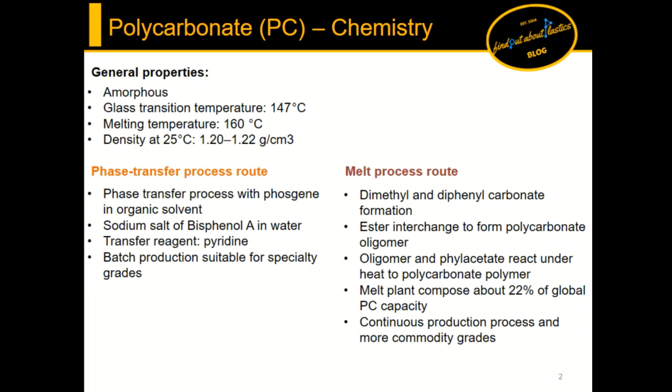The melt process route consists of melt transesterification of BPA and diphenyl carbonate, in short DPC. DPC is obtained from dimethyl carbonate and phenol, or directly over carbonylation of phenol. In the next step, DPC reacts with BPA to form polycarbonate precursors. With the precursors, polycondensation can take place to obtain high molecular weight polycarbonate.